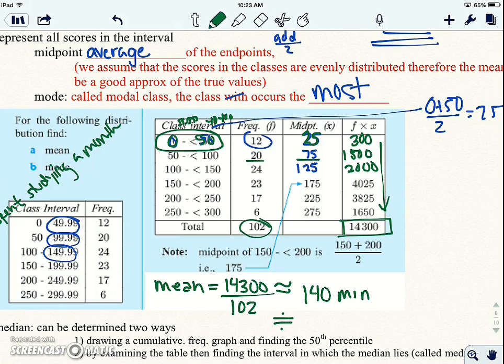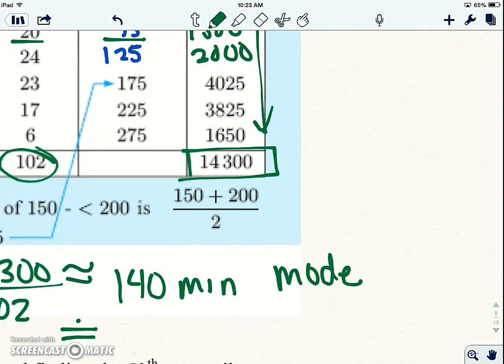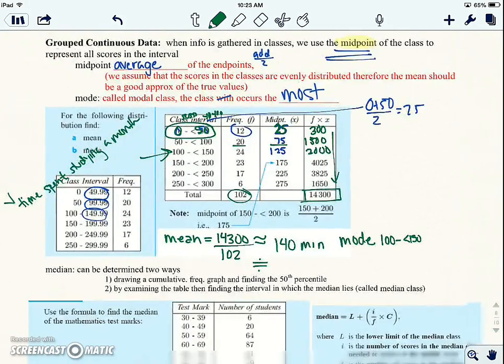All right, and then finally the mode. Which group had the most? This group had the most. So 24 out of 100 students studied between 100 up to but not including 150 minutes. So the mode is 100 up to but not including 150.